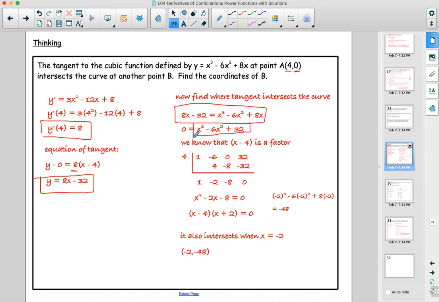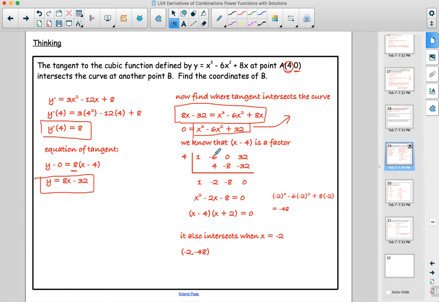I am not going to use the entire factor theorem as presented in advanced functions because I do know that it intersects already at the point of tangency, which is 4. So I do know that x minus 4 is a factor, so I'm just going to go straight to using 4 because I know 4 will work. Again, I'm going to repeat that. How do I know 4 will work? Because the tangent intersects the curve at the point of tangency. It's touching it there. So now setting up for a synthetic division.